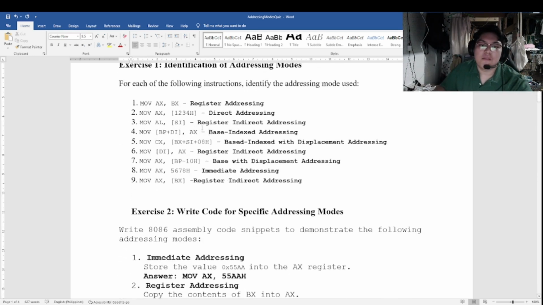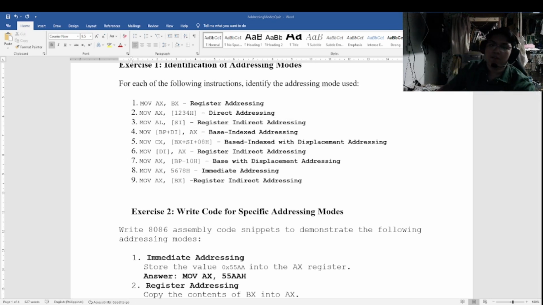And for number 3, my answer is register indirect addressing. This is because the value from the memory location pointed to by the SI register is moved into AL. So SI acts as a pointer to the memory. And for number 4, my answer is base index addressing. This is because the address is calculated by adding the values of the BP and DI registers, and the result points to the memory location where AX is stored.